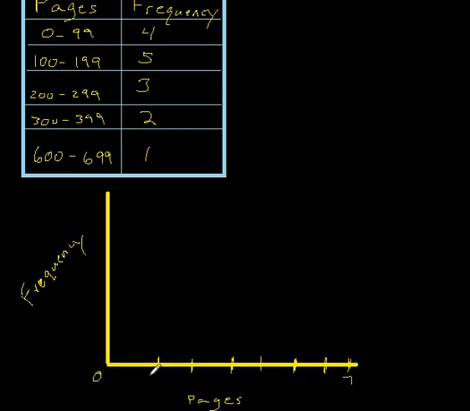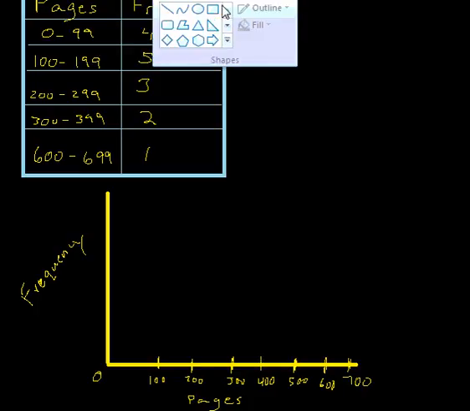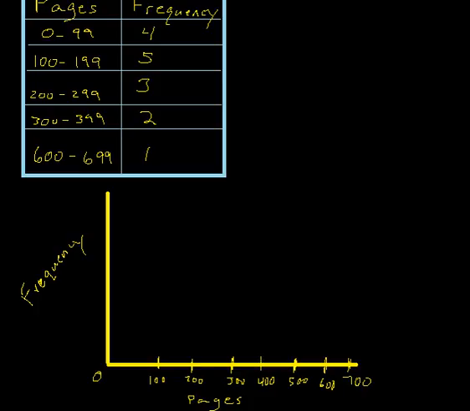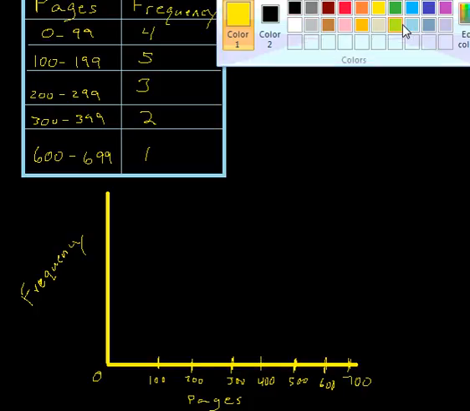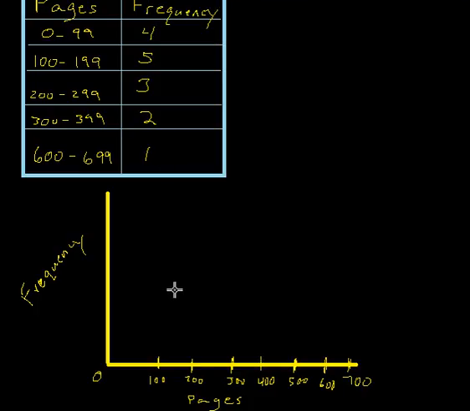Great. So we'll call this 100, 200, 300, 400, 500, 600, and finally 700. The most important thing about a histogram when you're making it is, not only do you want the values to be accurate, but the other thing you want to do is make sure that the bars are touching each other.